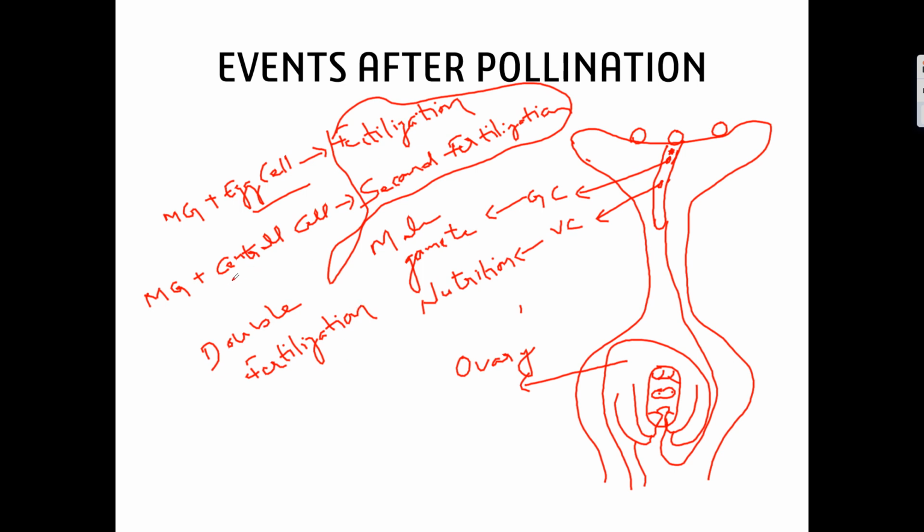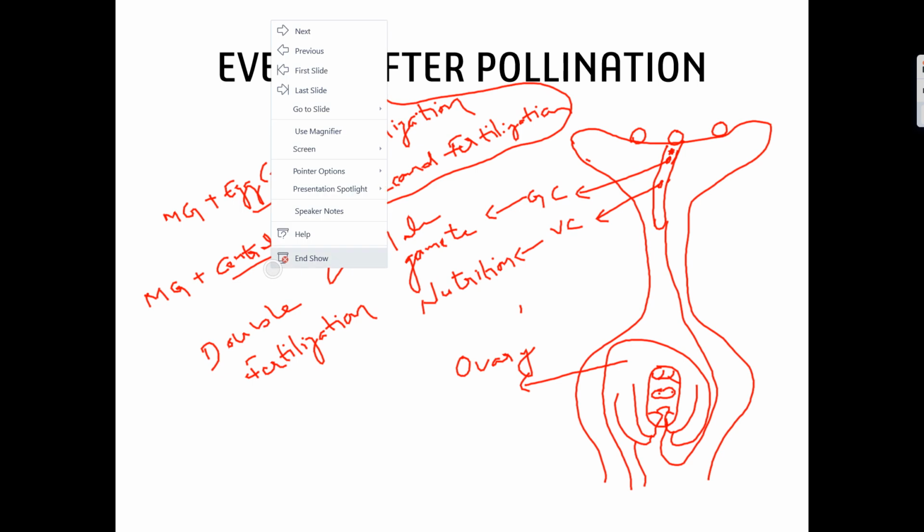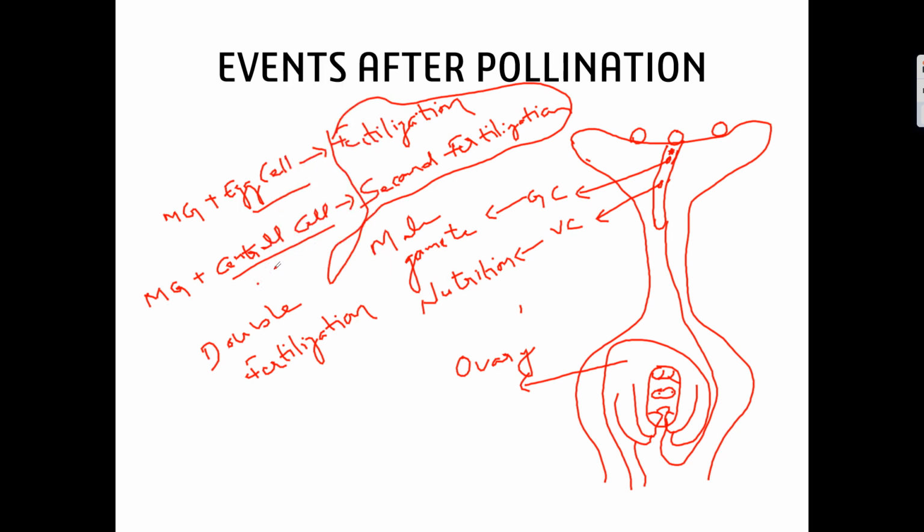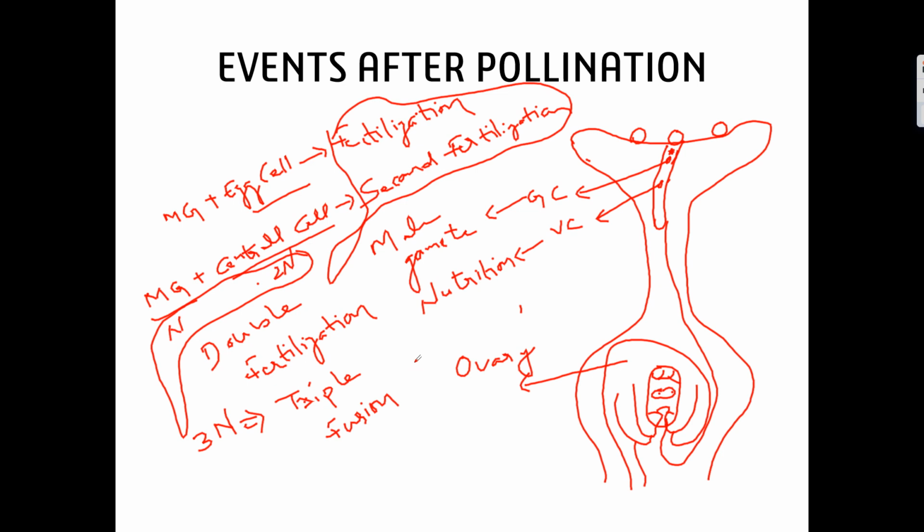As I told, the central cell is diploid in nature. It will be in 2n condition, and the male gamete is in n condition. How many nuclei are getting fused completely? Three nuclei are getting fused, so it will become 3n condition. This is referred to as triple fusion. Why is it called triple? Because three nuclei are getting fused here.